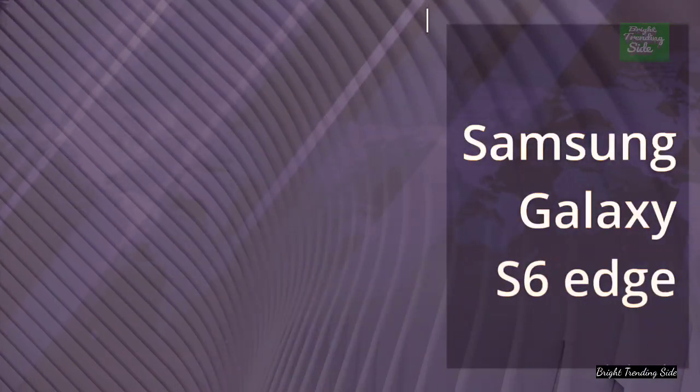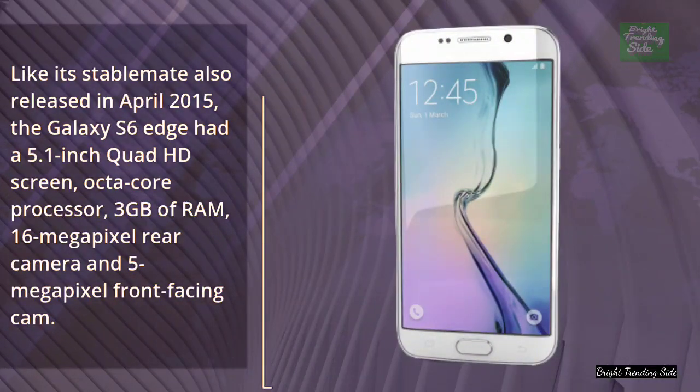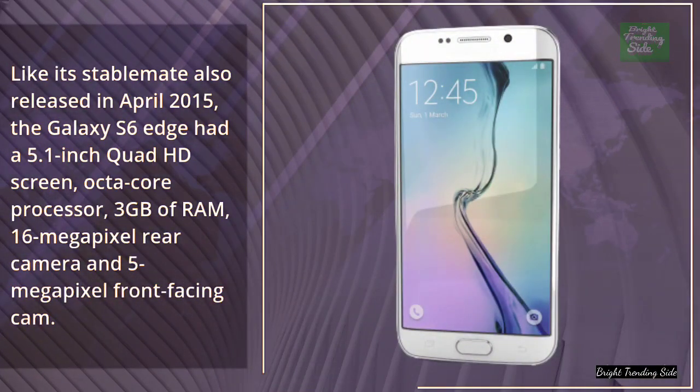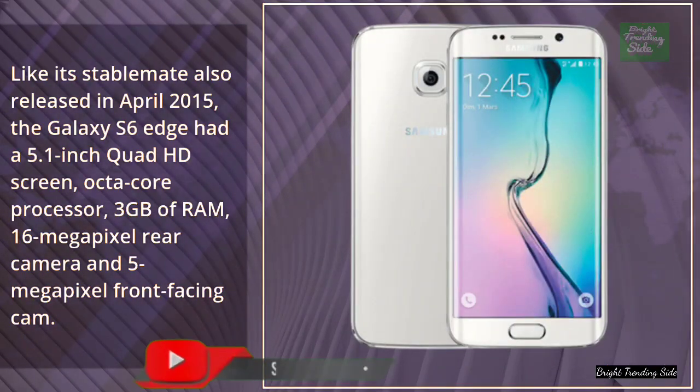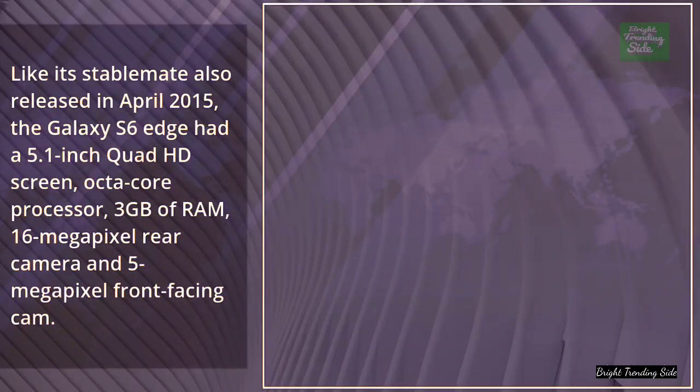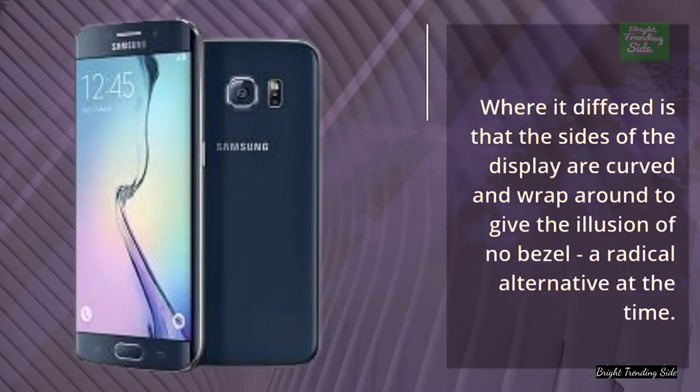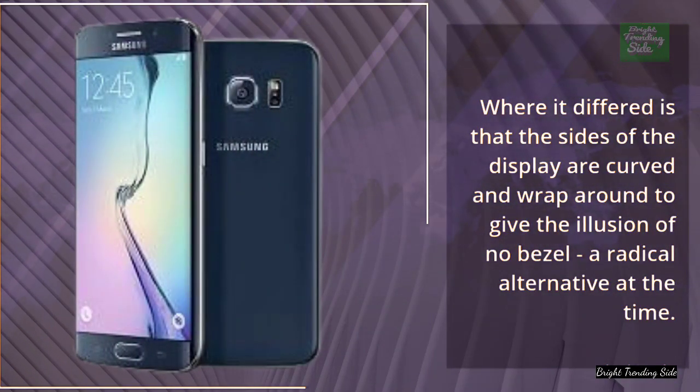Samsung Galaxy S6 Edge. Like its stablemate also released in April 2015, the Galaxy S6 Edge had a 5.1-inch Quad HD screen, octa-core processor, 3 GB of RAM, 16 megapixel rear camera and 5 megapixel front-facing cam. Where it differed is that the sides of the display are curved and wrap around to give the illusion of no bezel, a radical alternative at the time.